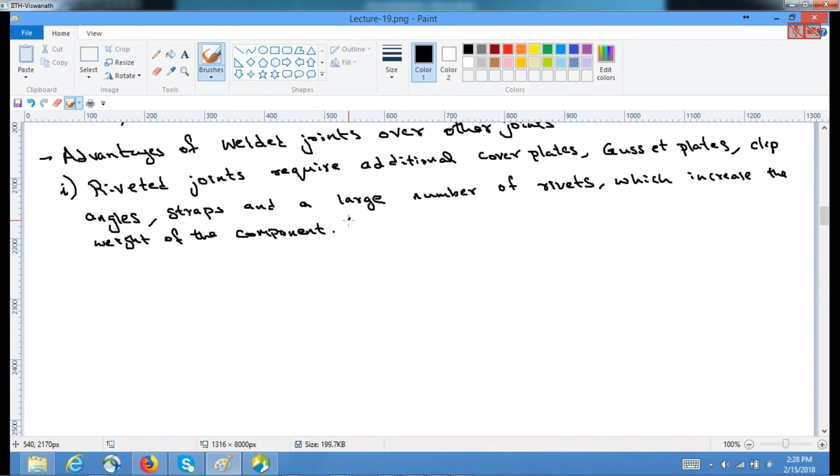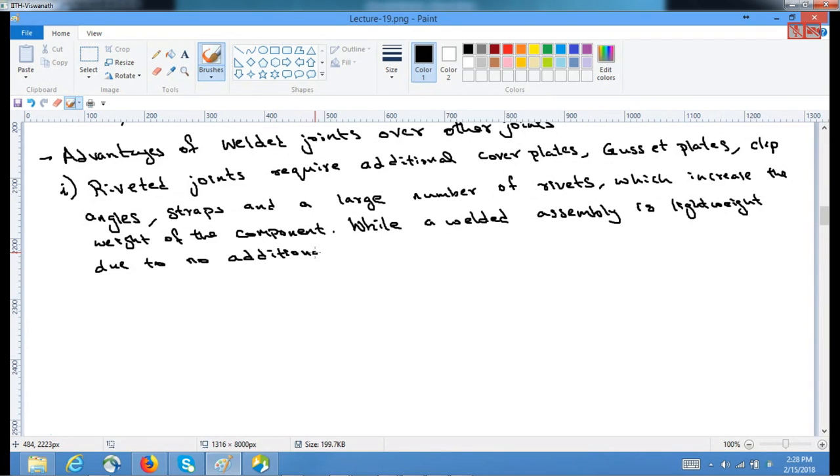While a welded joint is lightweight due to no additional parts or addition of parts. There may be some small amount of filler material, but that is very insignificant, and hence you can say that this is lightweight compared to riveted structures.